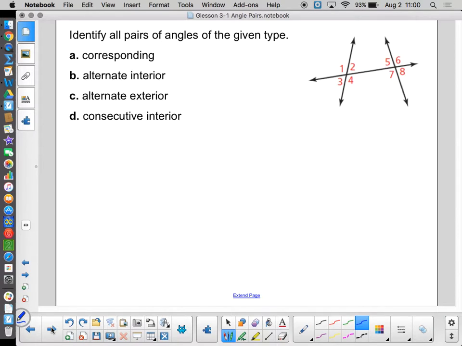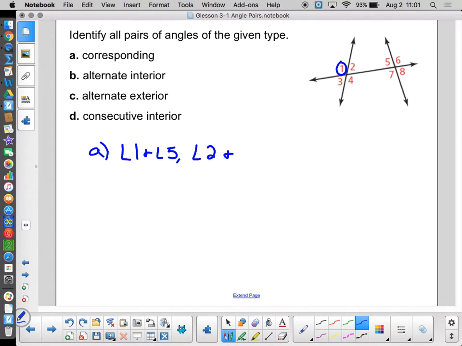Identify all pairs of the given type. We've rearranged the numbers. We've rearranged the formats. Let's identify the corresponding angles. So A, corresponding pairs. Well, corresponding is same corresponding position. Pick one, angle 1. What's the corresponding position? That's in the upper left. Upper left is angle 5. So angle 1 and angle 5.